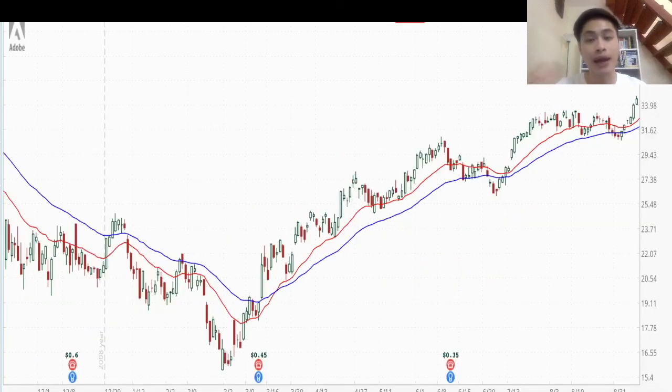Let's take a look at another way we can use the three white soldiers pattern. On this price chart, can you identify where the three white soldiers pattern is? Take some time because this price chart contains quite a lot of candlesticks. Alright, have you identified where the three white soldiers pattern is?